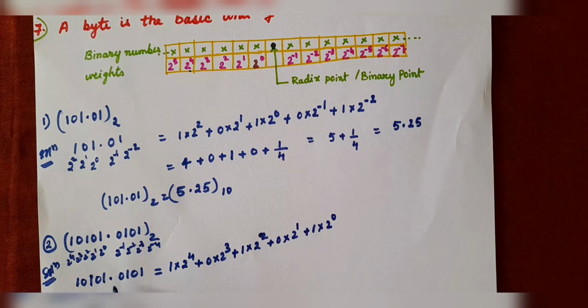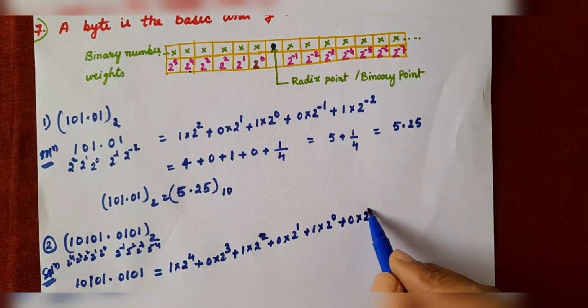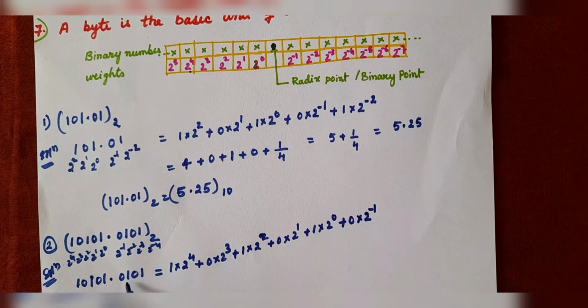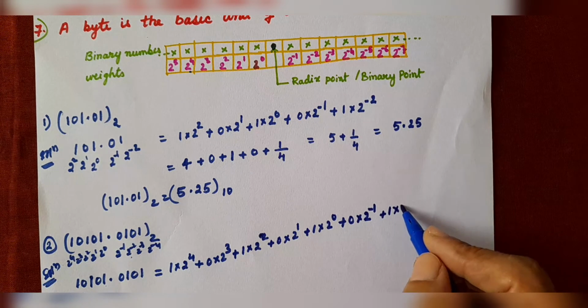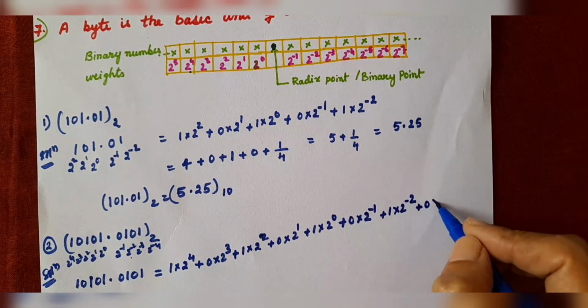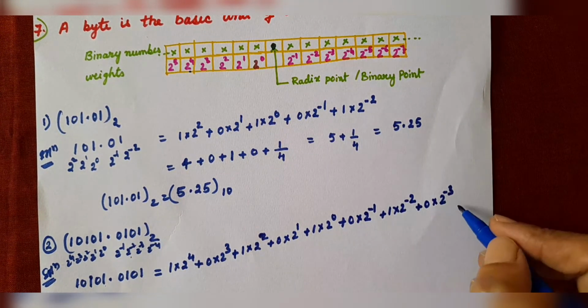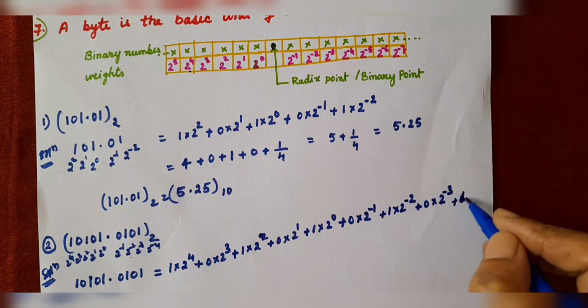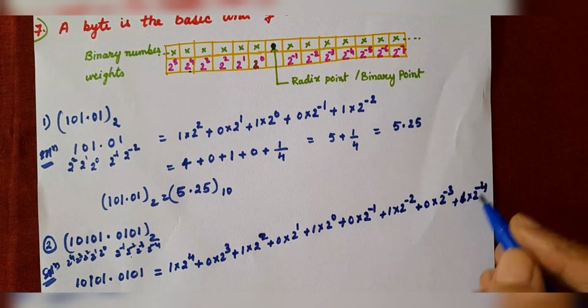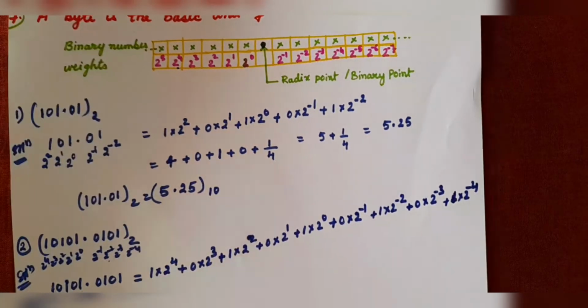So, up to here you have multiplied. Now, coming to this part, 0 into 2 to the power of minus 1 plus 1 into 2 to the power of minus 2, 0 into 2 to the power of minus 3, and 1 into 2 to the power of minus 4, like this. Okay.